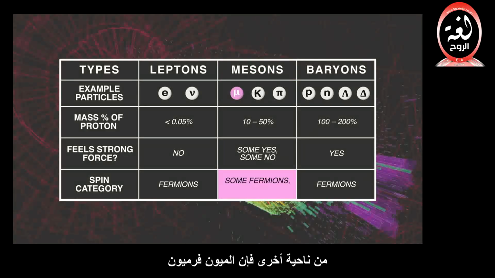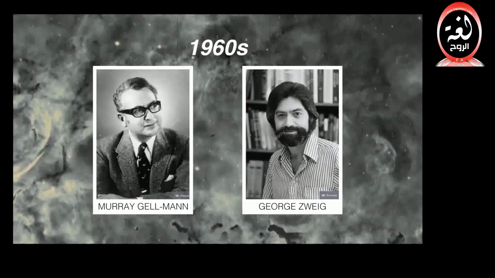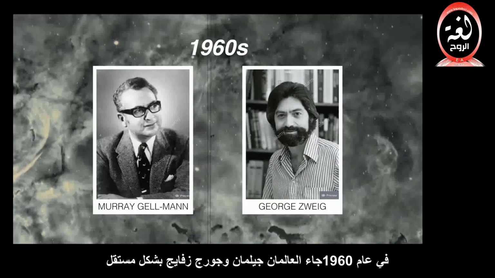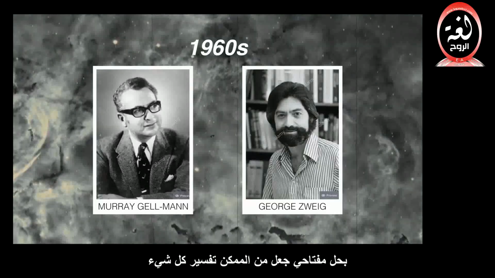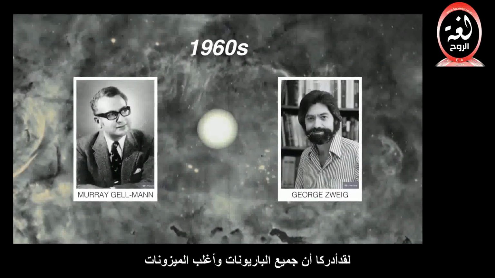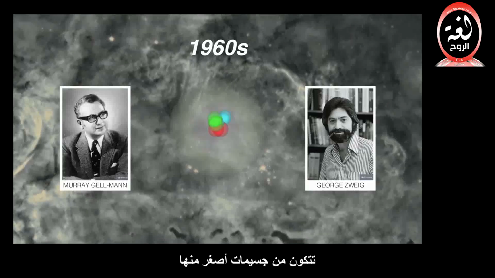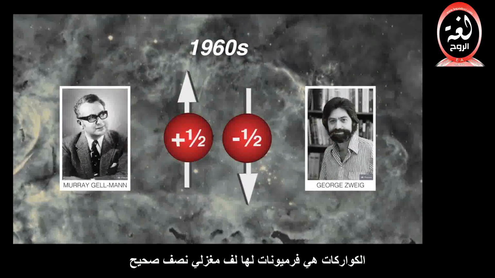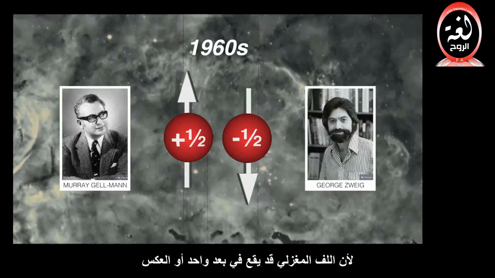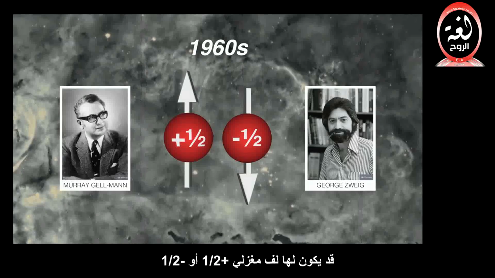However, the muon was a fermion, which was another clue that the muon didn't fit into the historical and mass-based lepton, meson, and baryon classifications. It was in the 1960s that Murray Gell-Mann and George Zweig independently came up with a key insight that made it possible to clarify the whole thing. They realized that all of the baryons and most of the mesons were made of smaller particles that we now call quarks. Quarks are fermions with spin a half, although because the spins can point in one direction or the opposite, they can have spins of plus a half or minus a half.